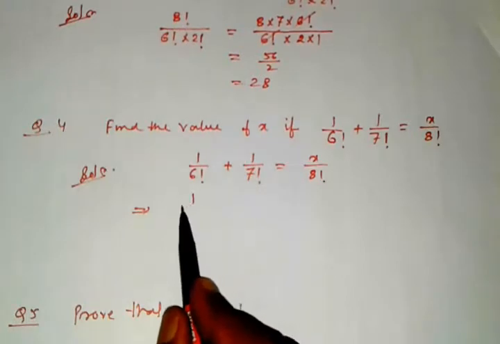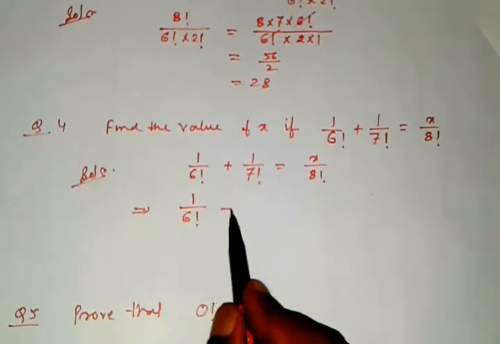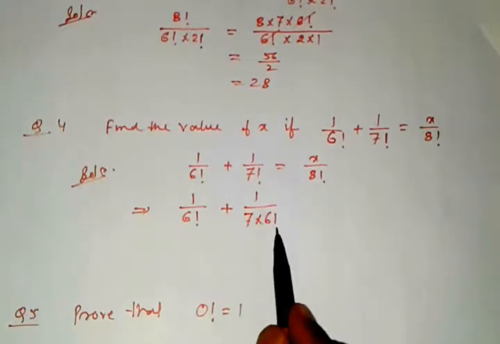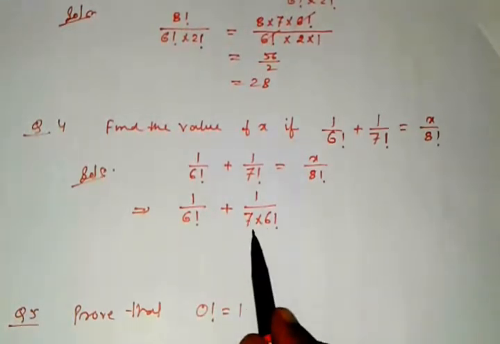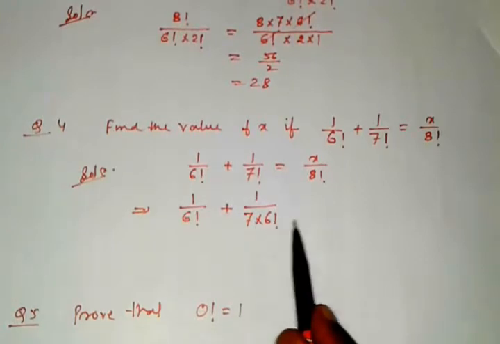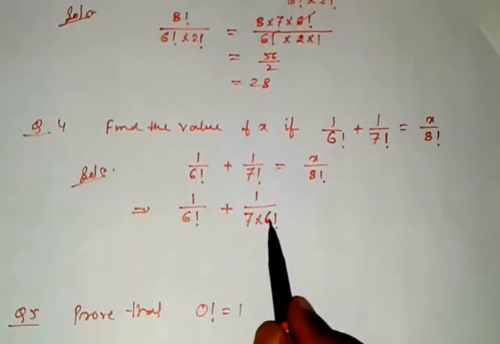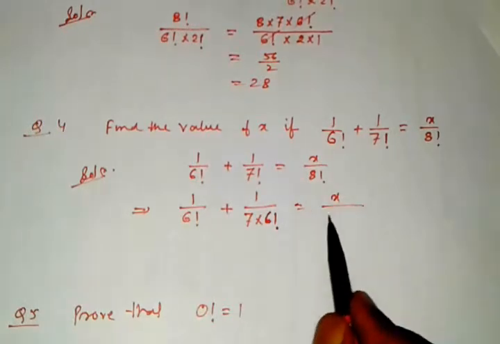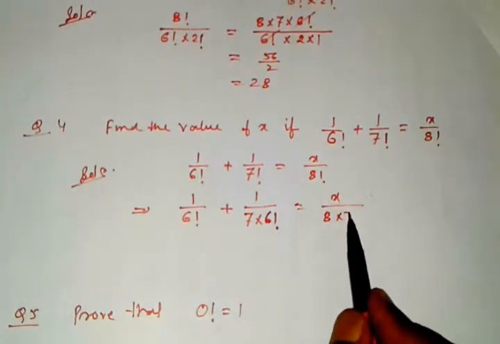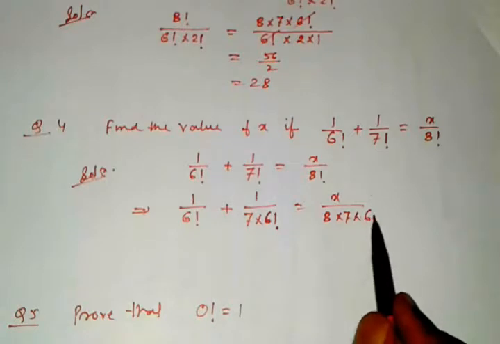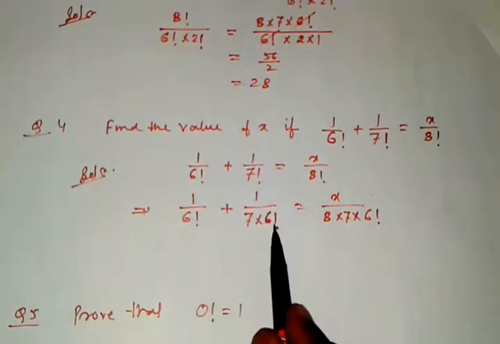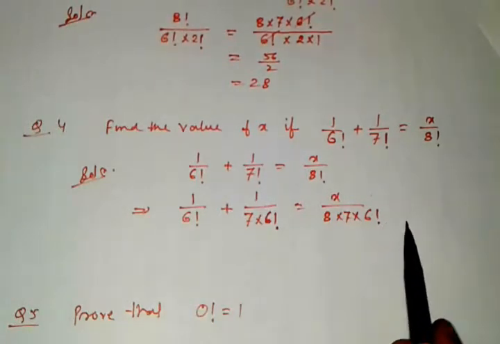Factorial 6 we will keep as it is, and factorial 7 can be written as 7 into factorial 6. Factorial 8 can be written as 8 into 7 into factorial 6. We can stop here because there is factorial 6. Now we cancel factorial 6 from both sides.